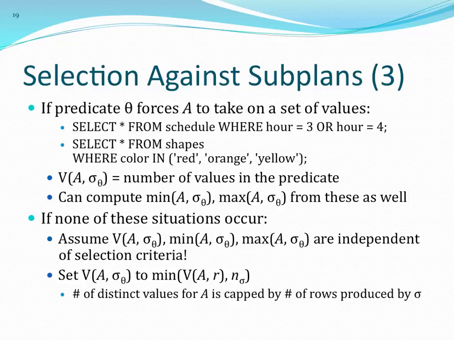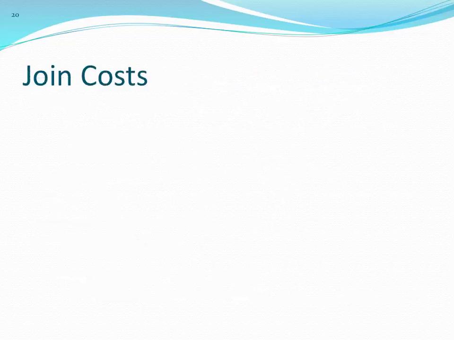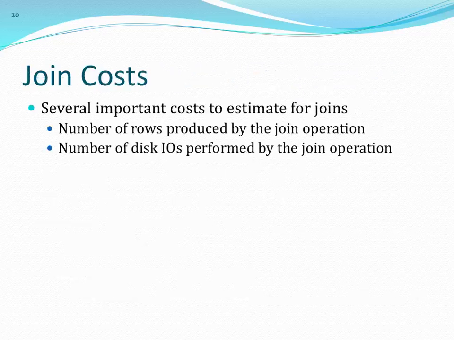Yay! Okay, any questions about those so far? Because that's selection. That's the easy part. Now we're going to start talking about joins. We need to think about number of rows produced, which is pretty easy, except when it's not, and the number of disk IOs, which we already talked about.